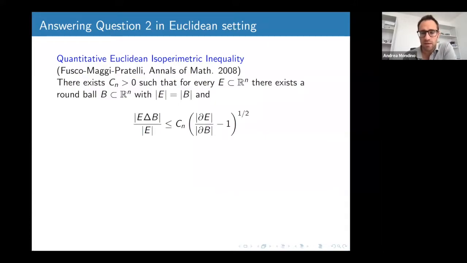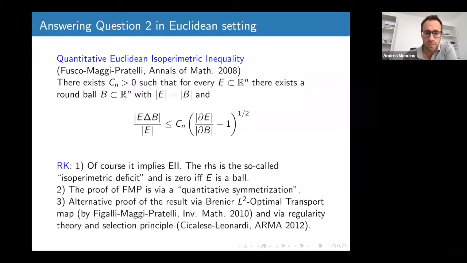But this is much stronger, because this is saying that if the right-hand side is small, meaning that the perimeter of the set E is close to achieving equality in the Euclidean isoperimetric inequality, then the volume of the symmetric difference between E and the ball must be small, and how much small? This can be quantified with the right-hand side. Okay, so this is why it is called the quantitative Euclidean isoperimetric inequality.